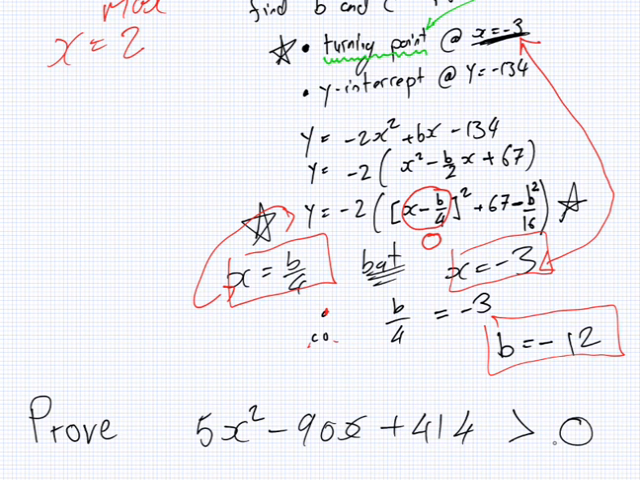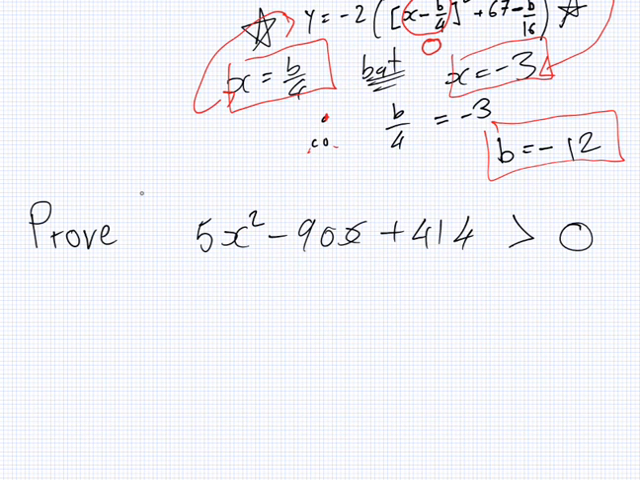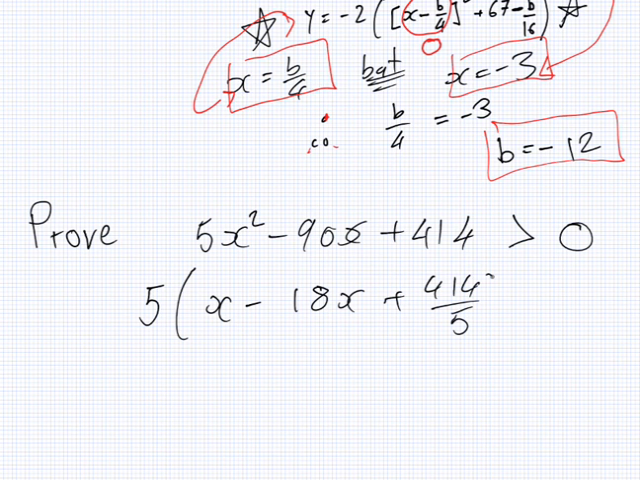And I want to prove it now. So what technique do you think I will use to prove it? That's right, completing the square. So I can use complete the square to prove this. Watch what happens. I can take the 5 out, and I have x squared minus 18x plus 414 over 5.